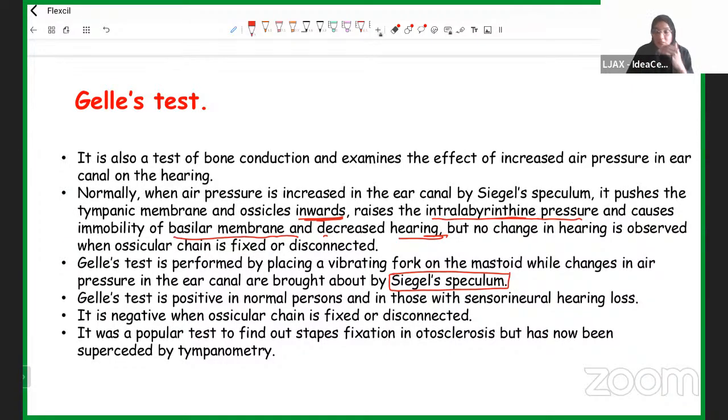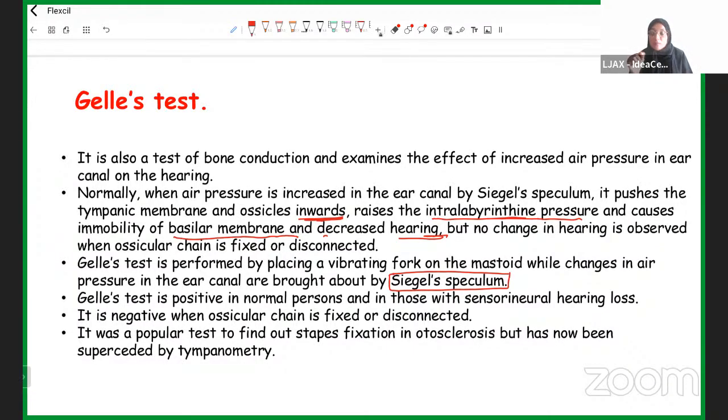Now let's assume we want to increase the pressure in the ear. You push the air inside the ear and everything moves inwards. But if the ossicular chain is fixed, or maybe disconnected, this will not affect the hearing. So Gelle's test is performed by placing a vibrating fork on the mastoid while air pressure is sent into the ear canal, and it is done by a Siegle's speculum. Remember the name Siegle's speculum.